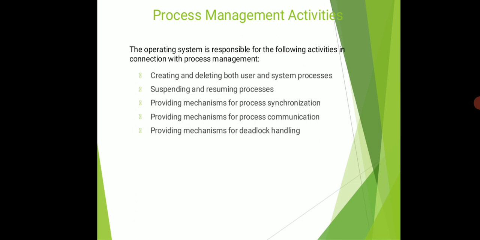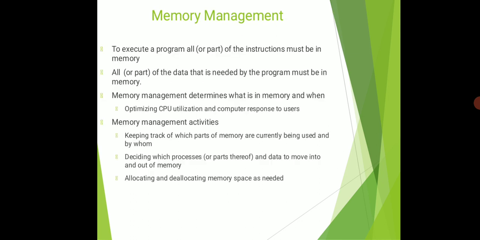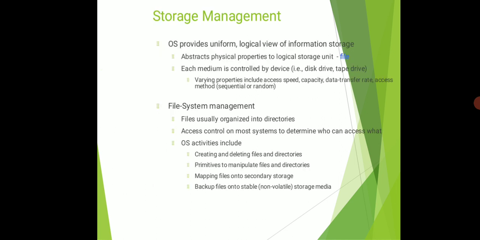These are all activities in process management. Next one, memory management. To execute a program, all of the instructions must be in memory. All of the data that is needed by the program must be in memory. Memory management activities: keeping track of which parts of memory are currently being used and by whom, deciding which processes and data to move into and out of memory, and allocating and deallocating memory space as needed.